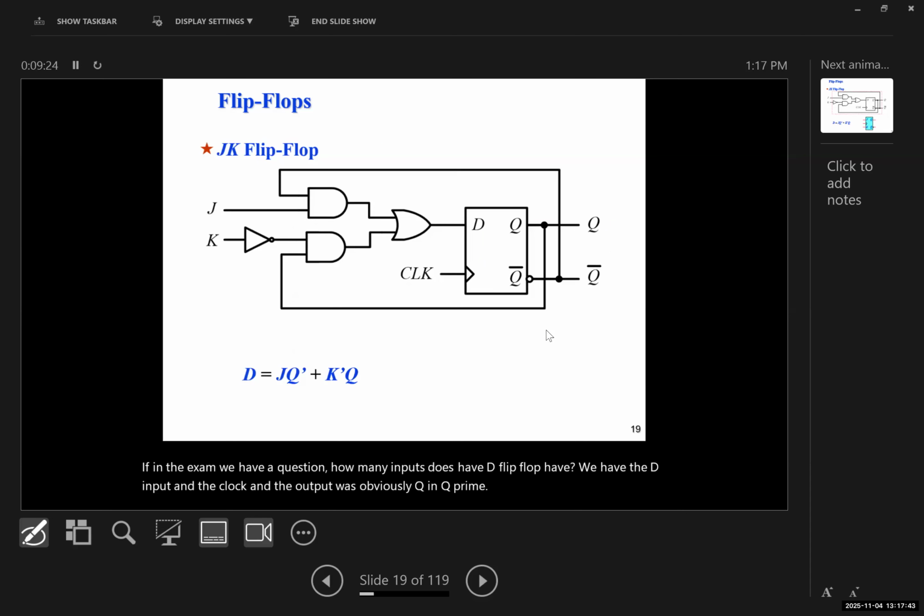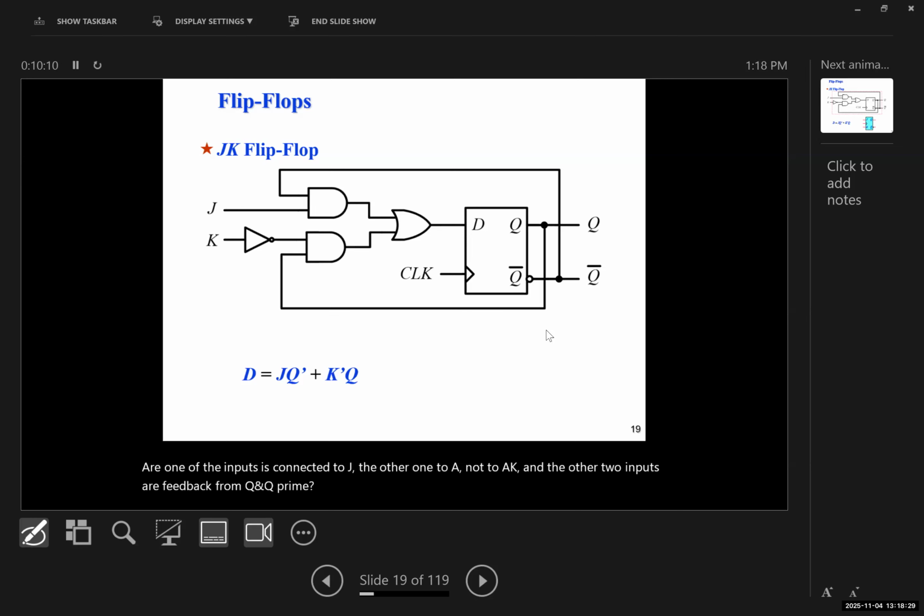Now, another type of flip-flop that we have is called the JK flip-flop. Now, a JK flip-flop is built out of a D flip-flop and a combination of two AND gates, a NOT gate, and an OR gate. So one OR gate, two AND gates, and one NOT gate. And then one of the inputs of the AND gates is connected to J, the other one to a NOT of K, and the other two inputs are feedback from Q and Q prime.